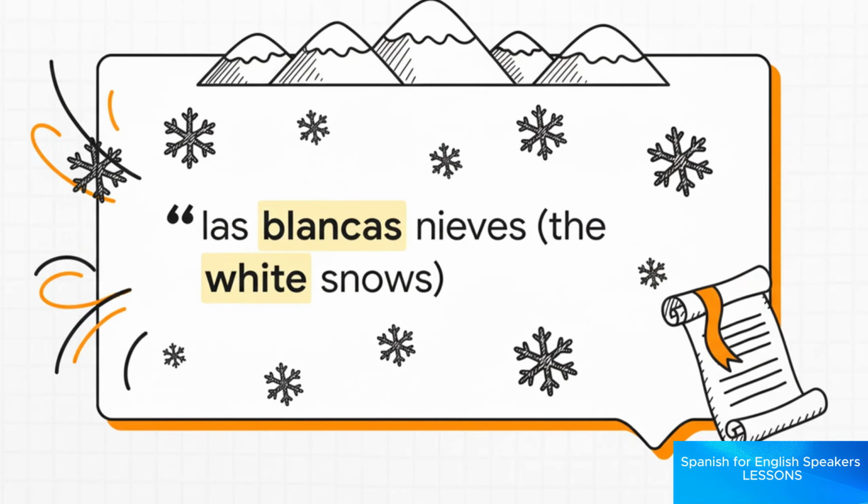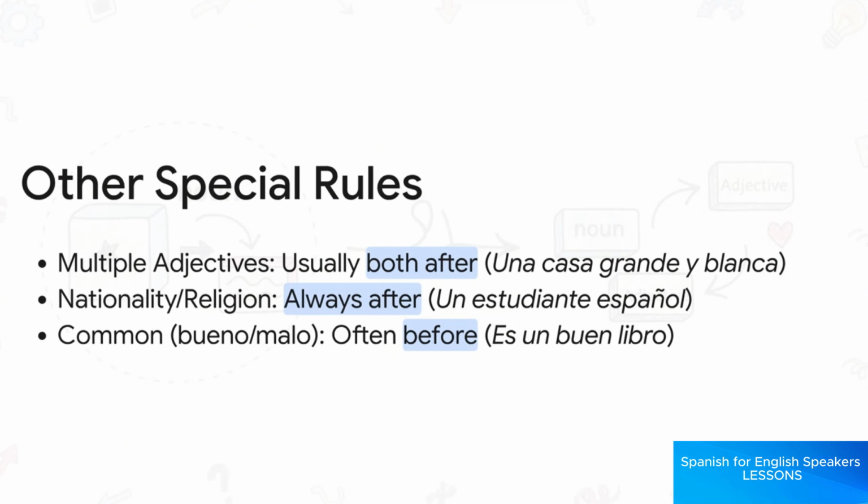Now, you'll also see adjectives placed before the noun just for poetic effect, for a little bit of style. Something like las blancas nieves, the white snows. I mean, we all know snow is white, right? This isn't giving us new information. It's a stylistic choice, a way to emphasize a quality that's already there, and it just makes it sound a bit more literary.